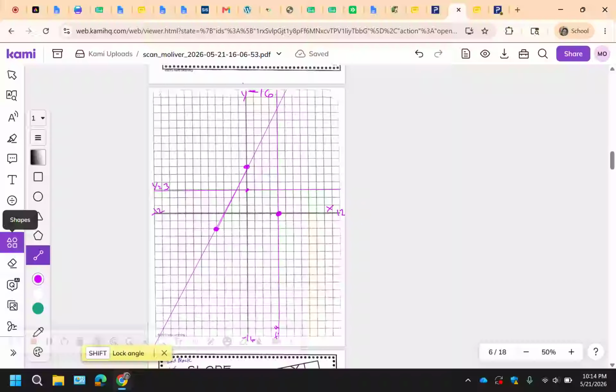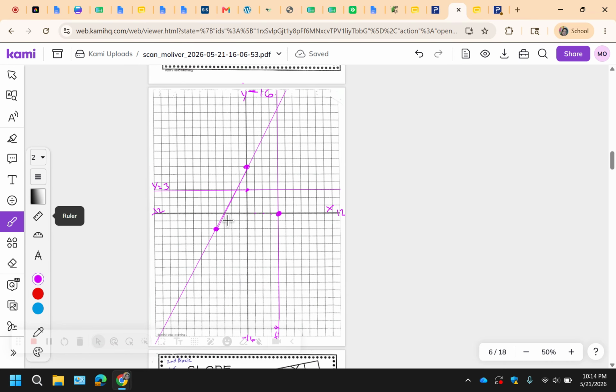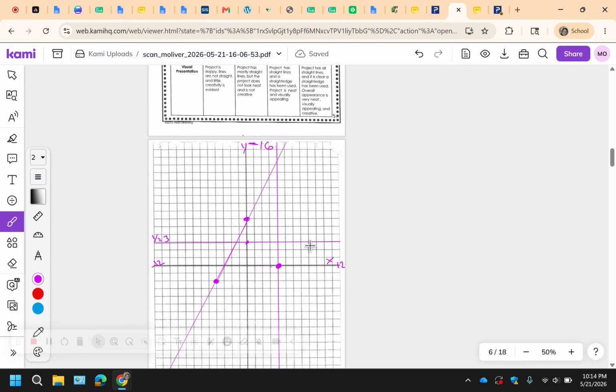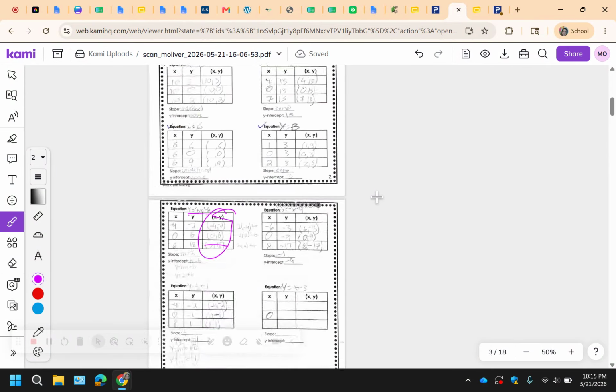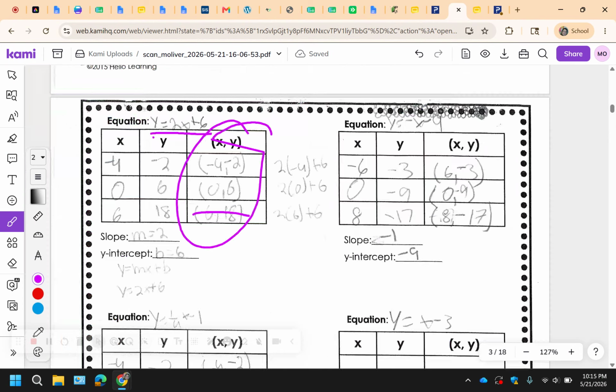Notice my lines are all the way across the paper. I'm not just doing dot to dot. And then you're going to have 3 positive slopes as well. That was y equals 2x plus 6. And let's get one more in there, and then we'll talk about what you do in between. Y equals negative x minus 9.